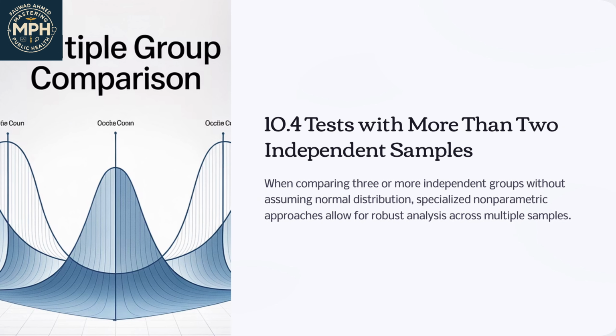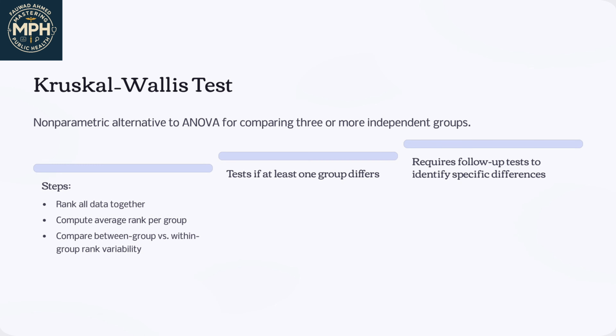Fourth is tests with more than two independent samples. To compare more than two independent groups using nonparametric methods, we use the Kruskal-Wallis test. It's the alternative to ANOVA when the data are not normally distributed or are ordinal. We rank all the data across all groups. Then we calculate the average rank for each group. The test statistic compares the variability between group ranks to the variability within group ranks.